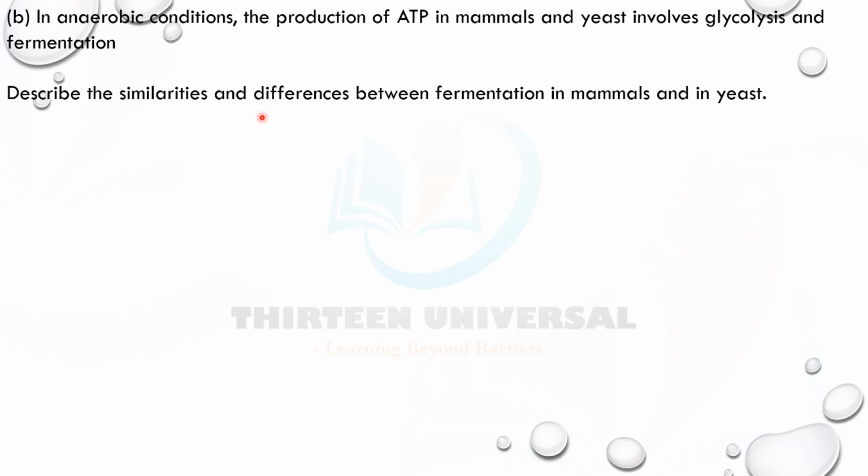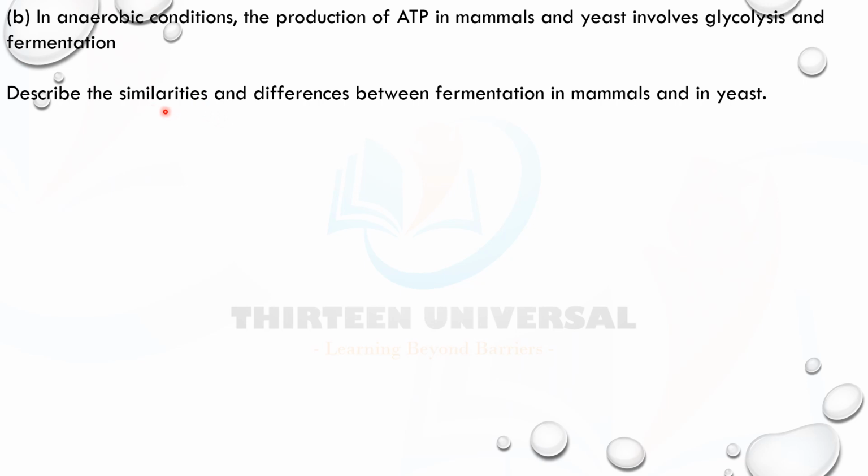In an anaerobic condition, the production of ATP in mammals and yeast involves glycolysis and fermentation. Describe the similarities and differences between fermentation in mammals and in yeast. So pause this video and tell me the differences and similarities between fermentation in mammals and in yeast. In another way, they can ask you to compare them. They can remove similarities and differences and say just compare this and this. It's the same way.